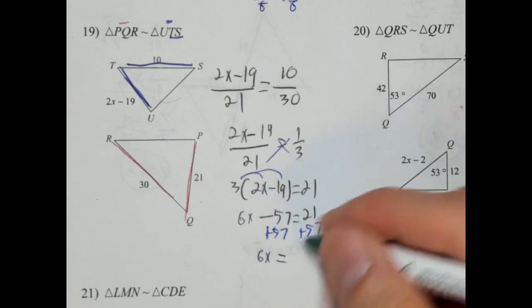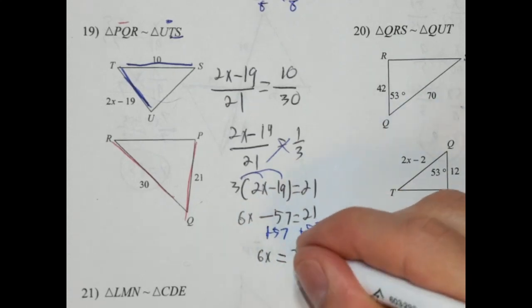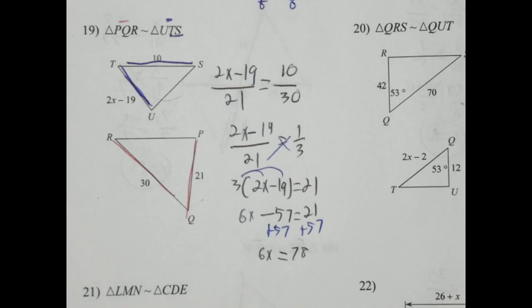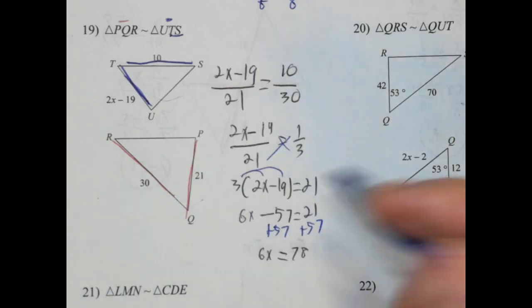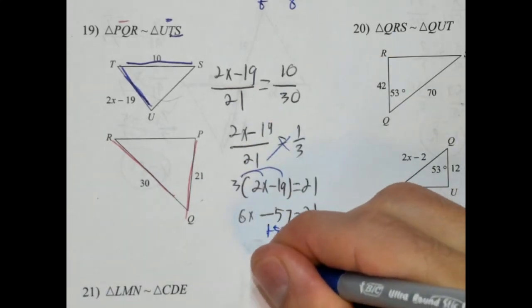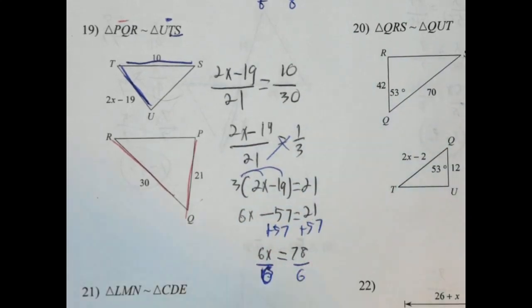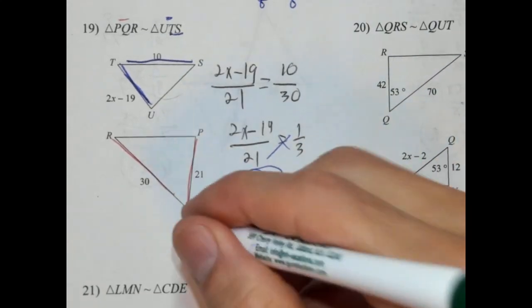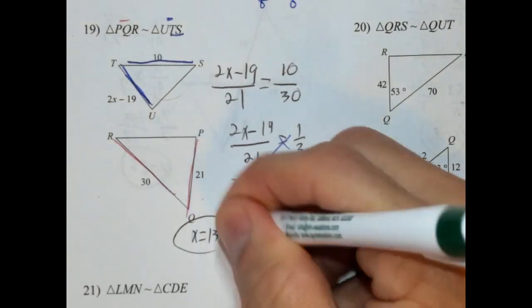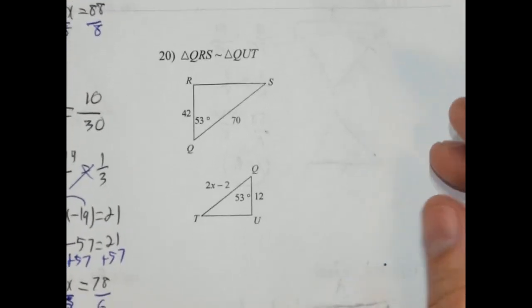6x equals 78, which I think is 13. Let's see, divide by 6. What am I doing? Divide by 6. See how I said 13, I wrote it down? I do that all the time. Yeah, 13. Cool. X equals 13. Nice. Alright. Almost done here, guys. We're working our way through this.